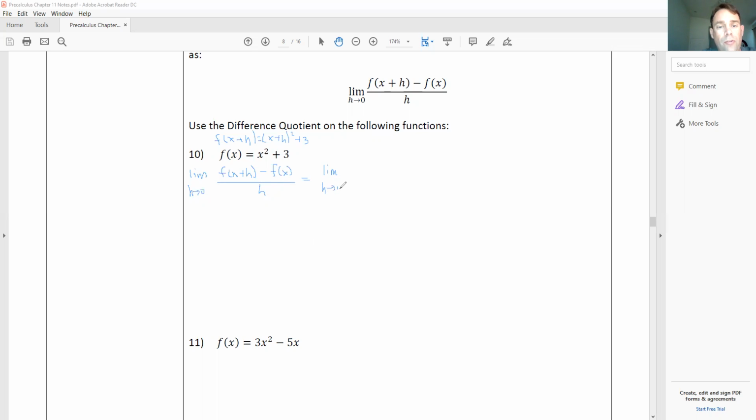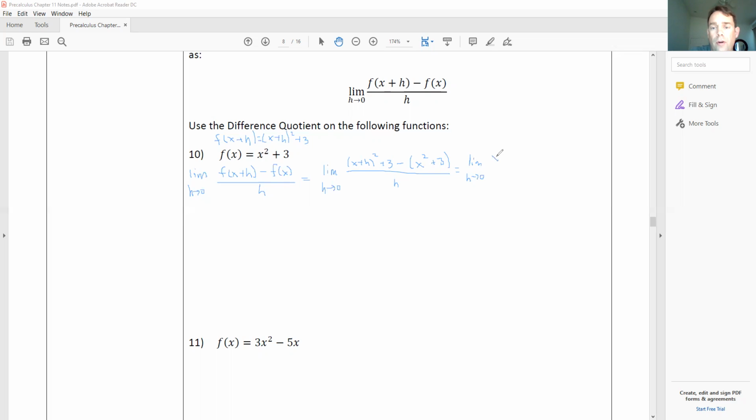So the first thing I have to do is find my f of x plus h. So x plus h squared plus 3. There's my f of x plus h. And I'm going to subtract my f of x, my original function. And when we do this here, friends, we end up with the limit as h approaches 0.